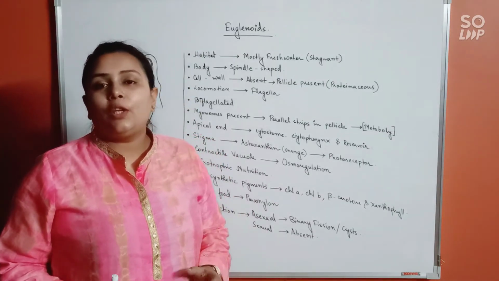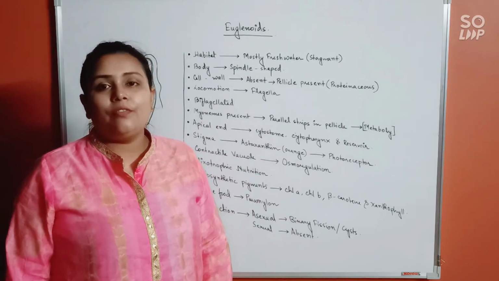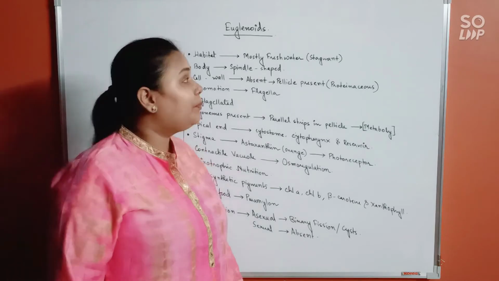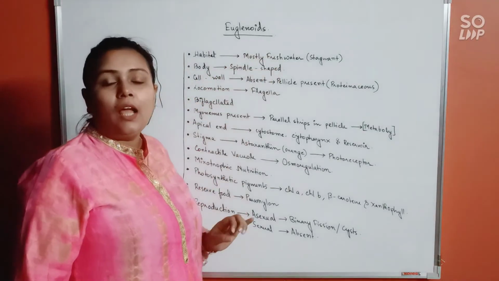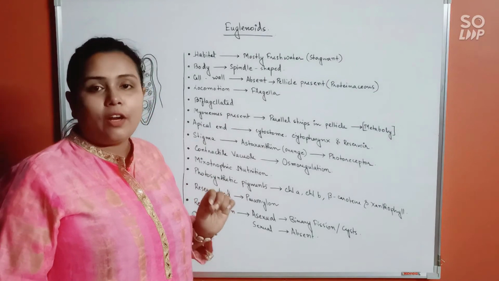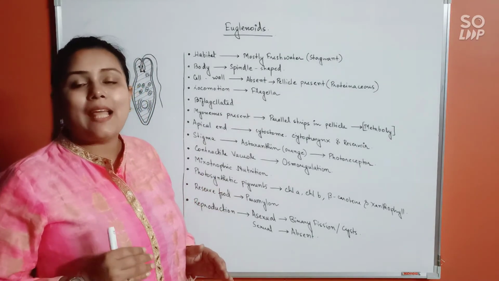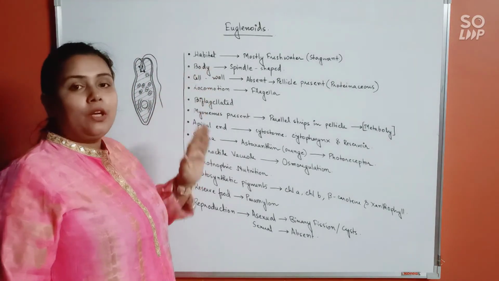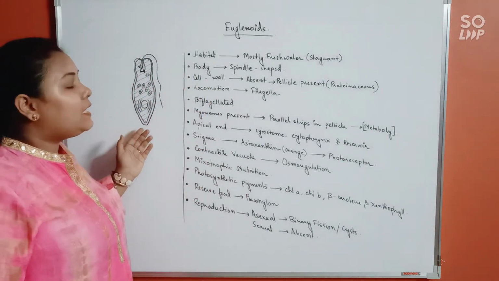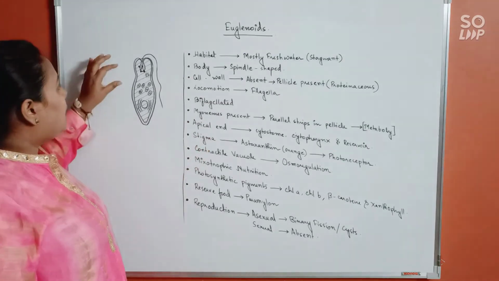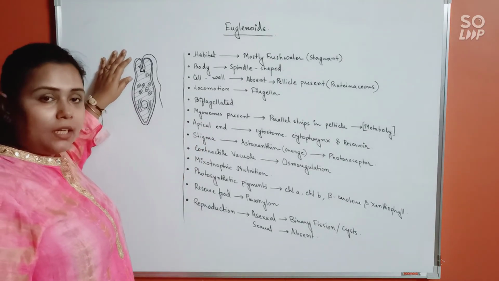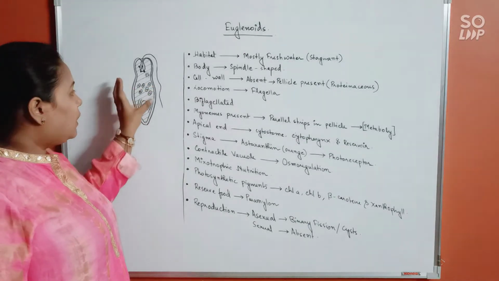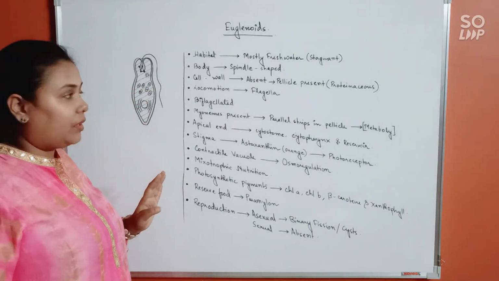So euglena is mostly found in freshwater habitat. It is not found in marine habitat. Mostly freshwater, and another important thing, also in stagnant water bodies. Now, the body of euglena, as you can see in the diagram, is spindle shaped. It has a blunt anterior part and a steep or sharp posterior part. That's what gives it a spindle shaped appearance.